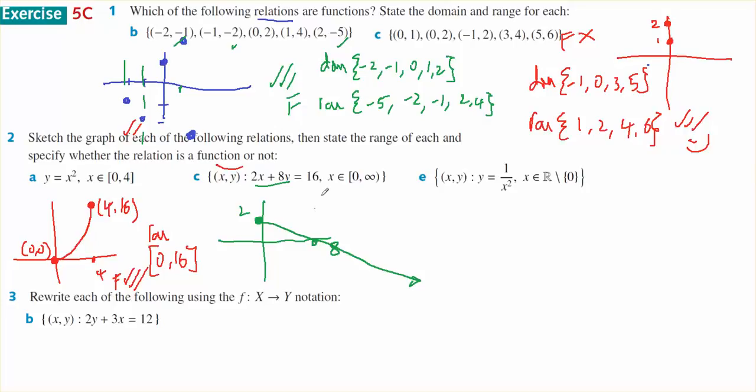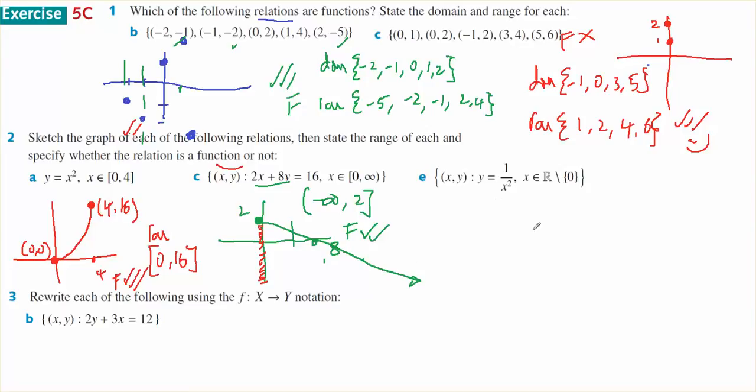So what is the range? My range is -infinity up to 2, inclusive of 2, because the y values that I'm using are all of these y values. And is this a function? Yes, it is a function because it passes the vertical line test. That is, each x has a unique y value.